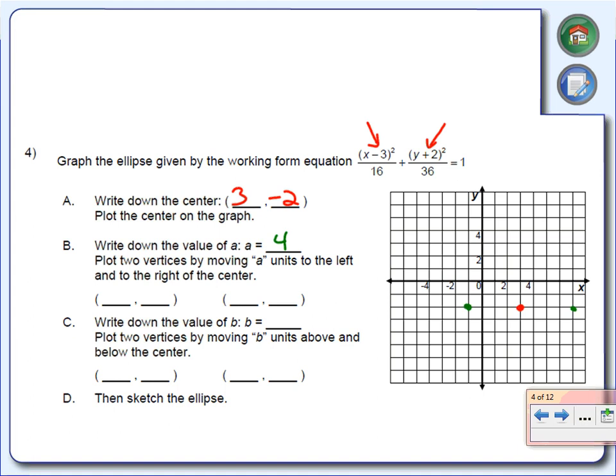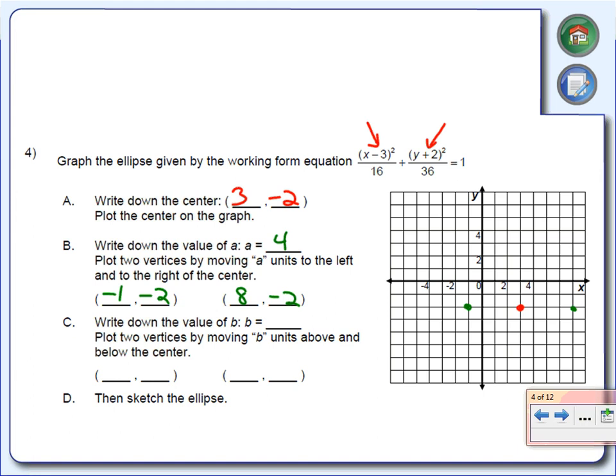These points that I've just plotted are called vertices. What are those 2 vertices? What are the ordered pairs? What are those 2 ordered pairs we just plotted? Negative 1, negative 2. And the other one is 8, negative 2. All right, 4, 5, 6, 7. Yeah, 8, negative 2. All right, so those 2 points are called vertices.